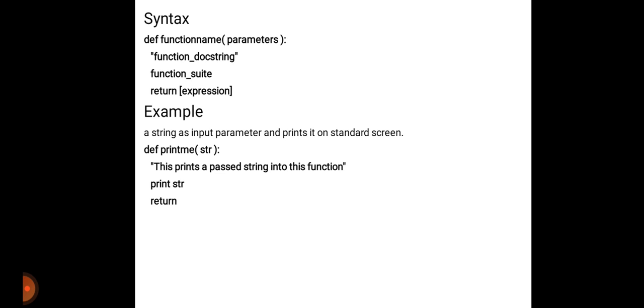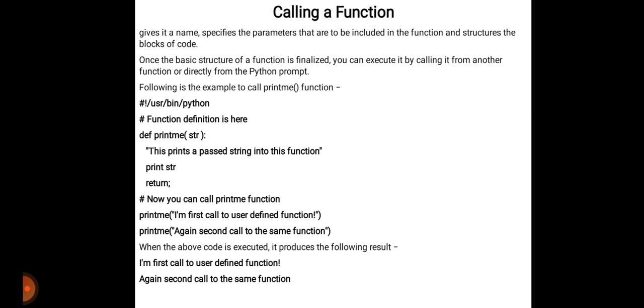Next we will see how we can call a function. Defining a function only gives it a name, specifies the parameters that are to be included in the function, and structures the blocks of code.